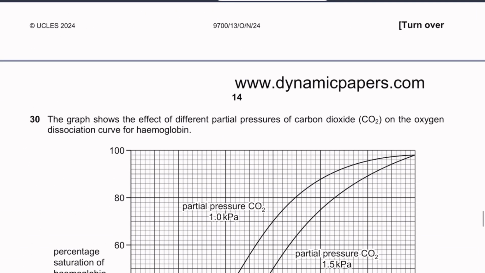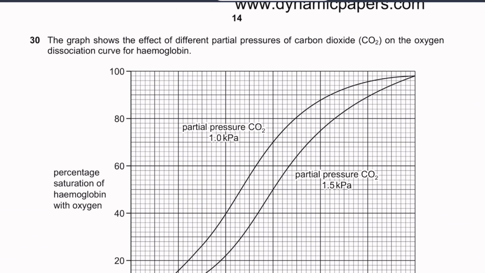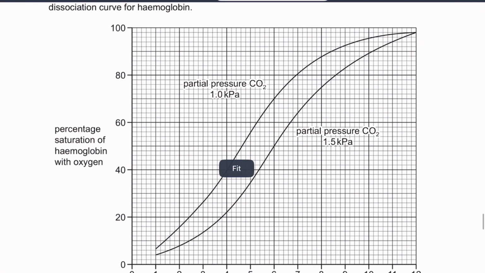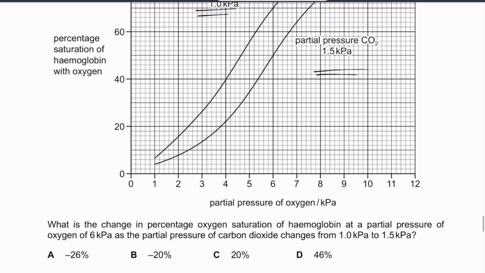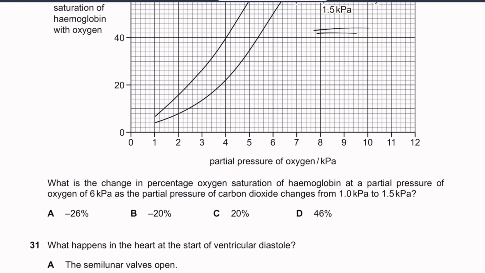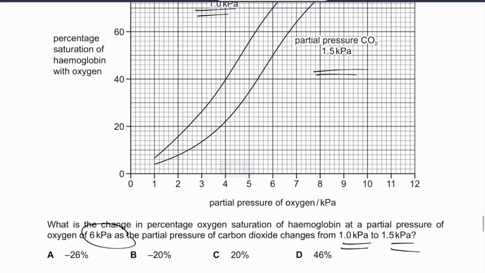Okay, the graph shows the effect of different partial pressures of carbon dioxide on the oxygen dissociation curve for hemoglobin. So you could see when the partial pressure was 1, the curve was a little higher up. When the partial pressure was 1.5, the curve moves down and towards the right. So he says here, what is the change in percentage of oxygen saturation of hemoglobin at partial pressure of oxygen 6 kilopascal as the partial pressure of carbon dioxide changes from 1 to 1.5? So it's just a calculation question.